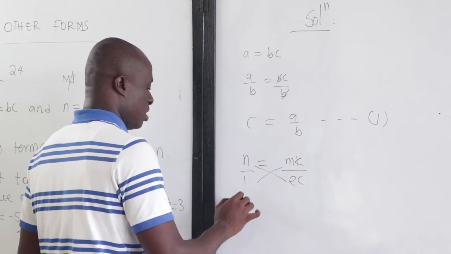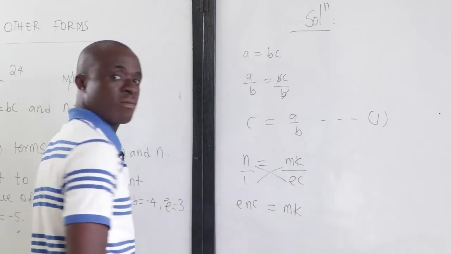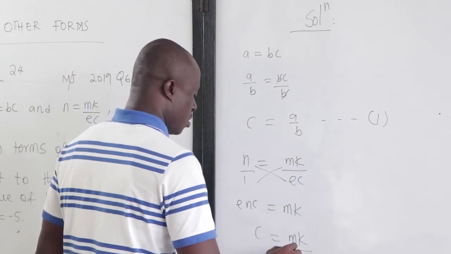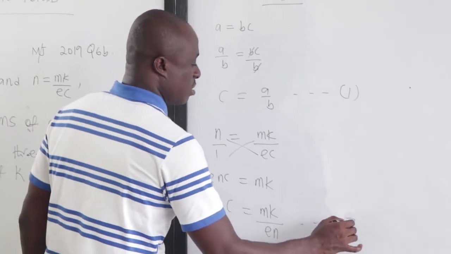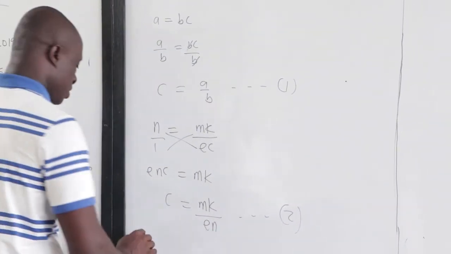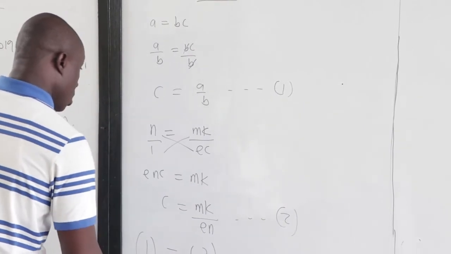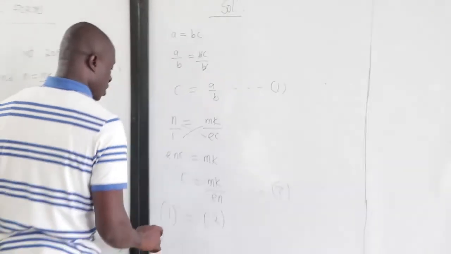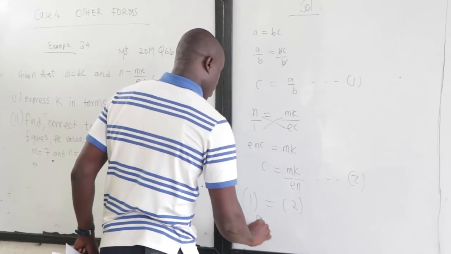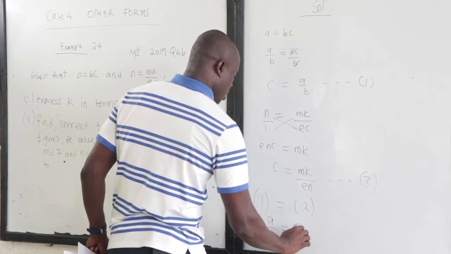So we have E and C equal to MK. Clearly, our C is MK all over EN. This is equation 2. We've made C the subject. So what can we see from equation 1 is equal to equation 2? If we do 1 equal to 2, then we eliminate the C. We have A over B equal to MK all over EN.